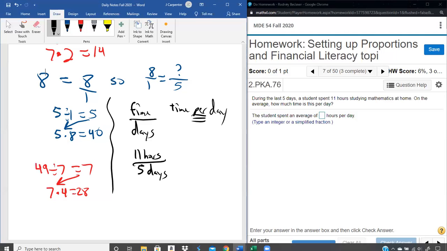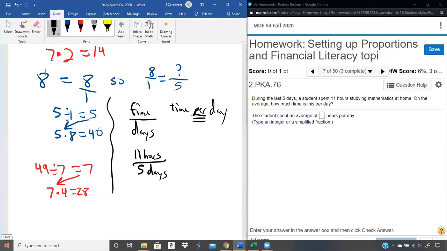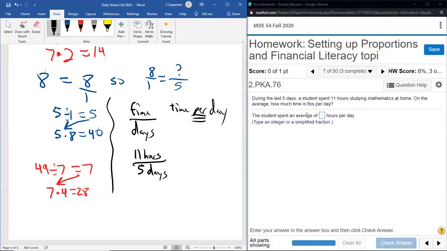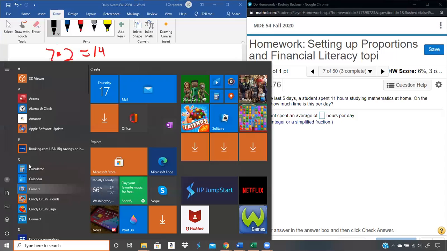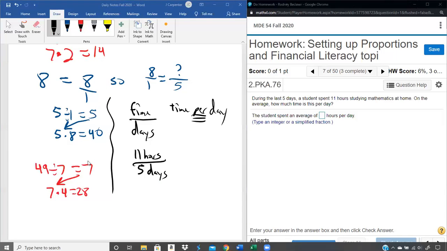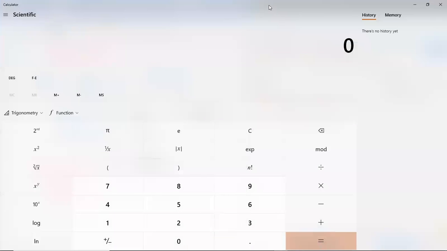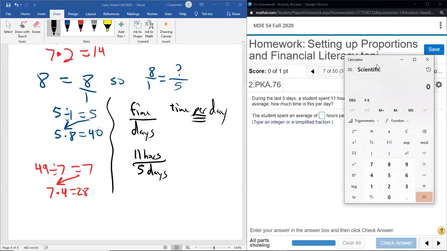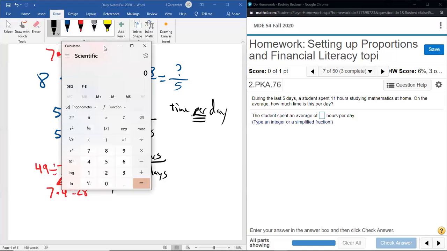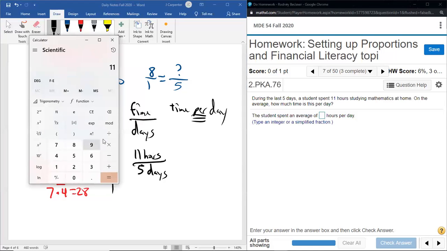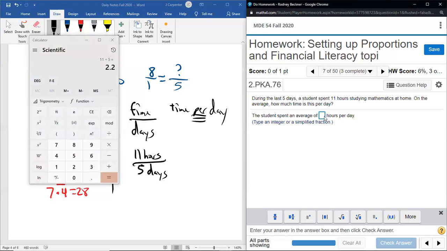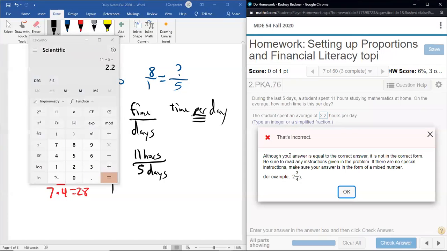And then we can pull up a calculator if we like, since they say to type an integer or simplified fraction. I'm going to do this wrong, probably intentionally. That's a big calculator. All right, so we can just do 11 divided by 5. And let's see if this will give us what we want, 2.2. So if I type 2.2, which is a pretty good answer, it says wrong. Although your answer is equal to the correct answer, it is not in the correct form.